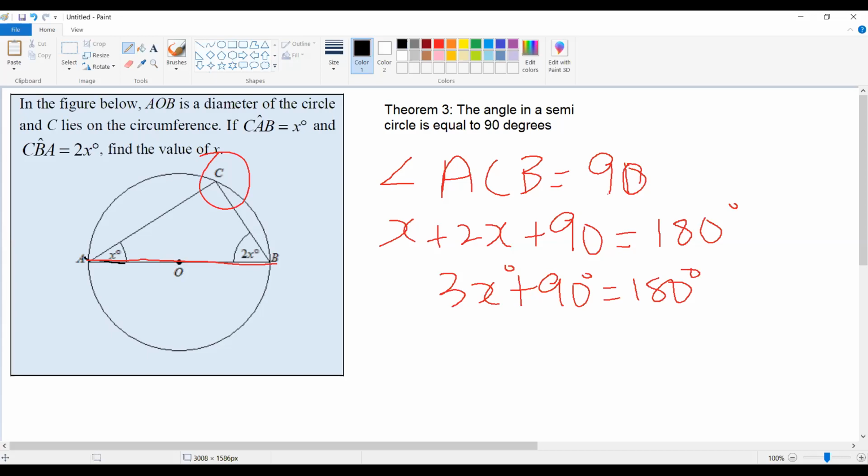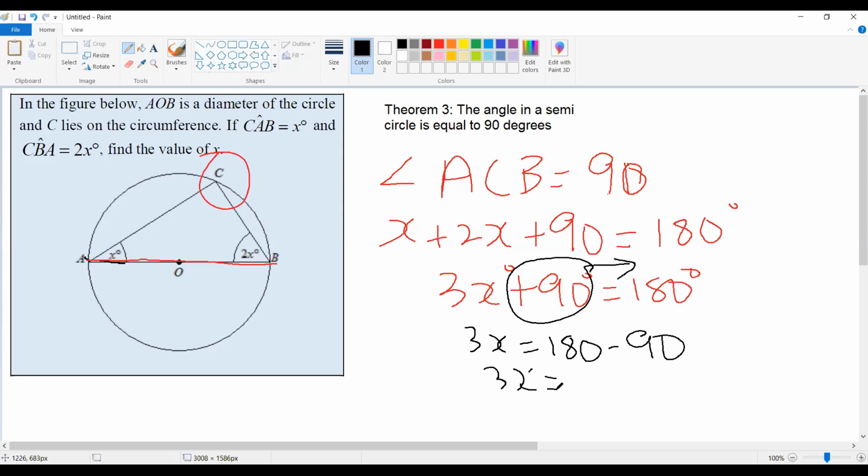So we want to get rid of the 90. So positive 90 goes across. 3x is equal to 180 take away 90. 3x is 90 degrees. So we want to find out what x is. The next thing we do is take across the 3. So x is 90 divided by 3, which is equal to 30 degrees. Everybody okay? Yes, sir. All right.